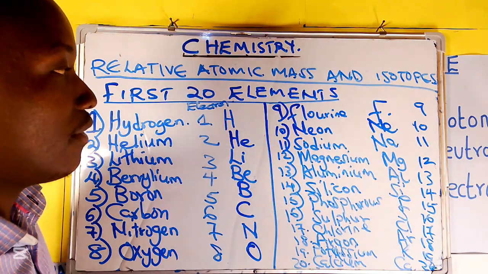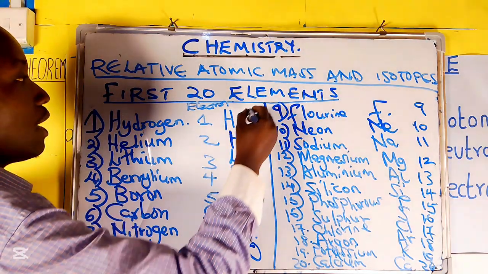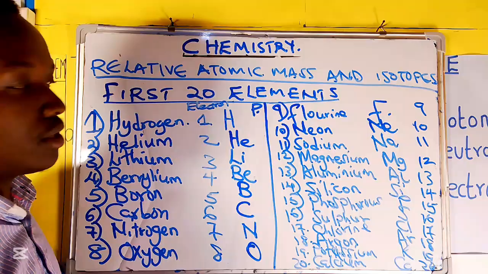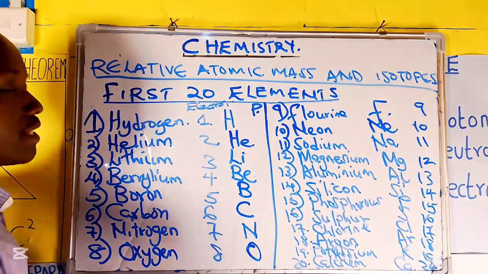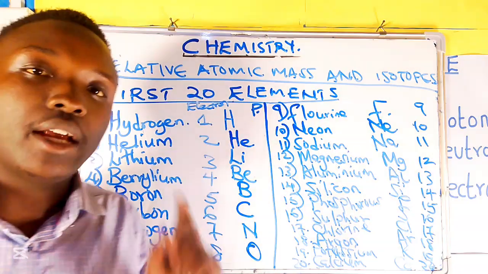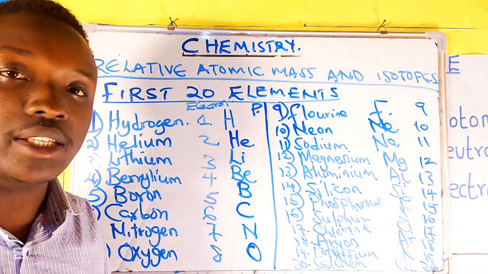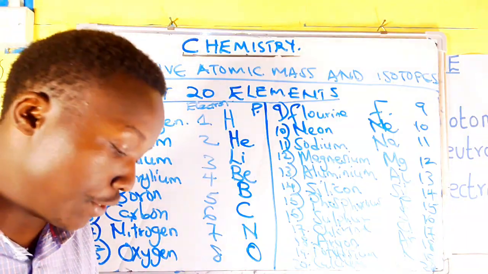So those are the first 20 elements. They have the same number of electrons. They also have the same number of protons. So even if it's the number of protons, they are the same. Remember we said that in a neutral atom, the number of electrons and the number of protons are equal, and that is what makes the atom electrically neutral.